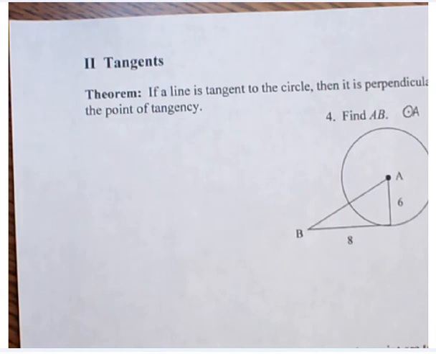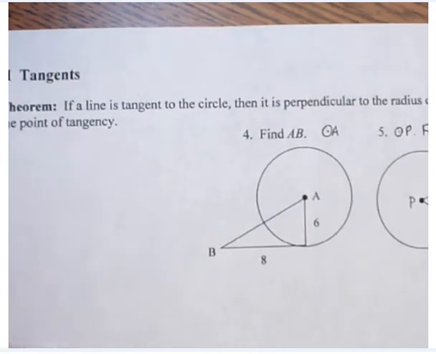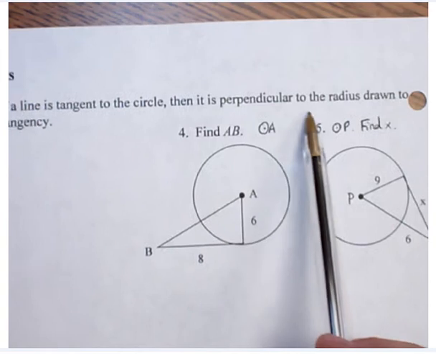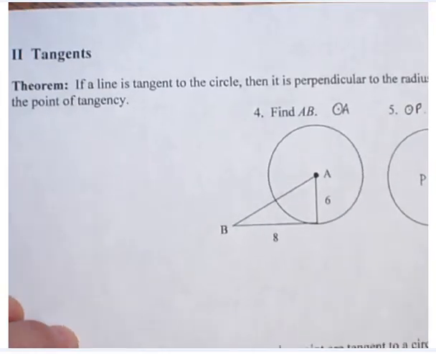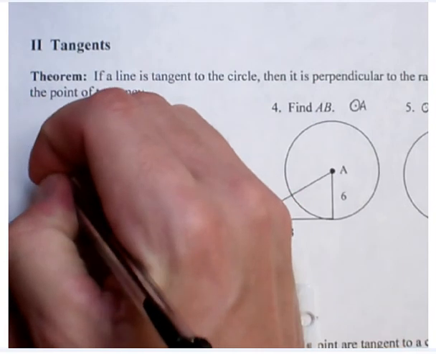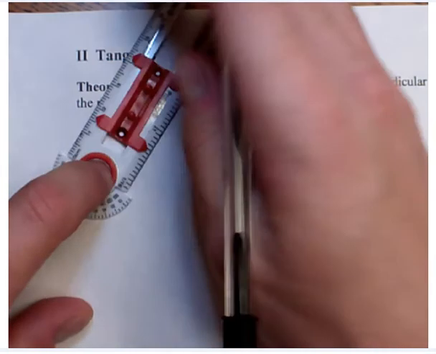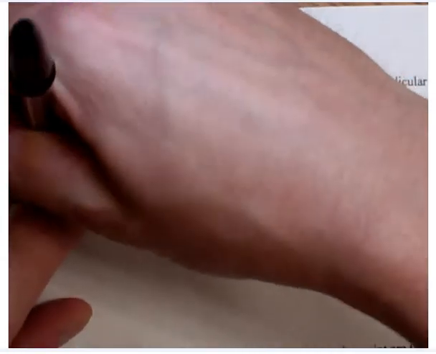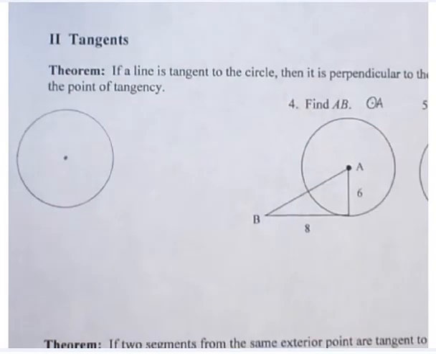All right, so after you're done laughing at that, let's take a look at this first theorem here. It says if a line is tangent to the circle, then it is perpendicular to the radius drawn to the point of tangency. Now, in this case, we don't need to have a perfect circle, but let's go ahead, let's use the compass, and let's draw one anyway. Doesn't need to be very big. All right, so there's the circle.